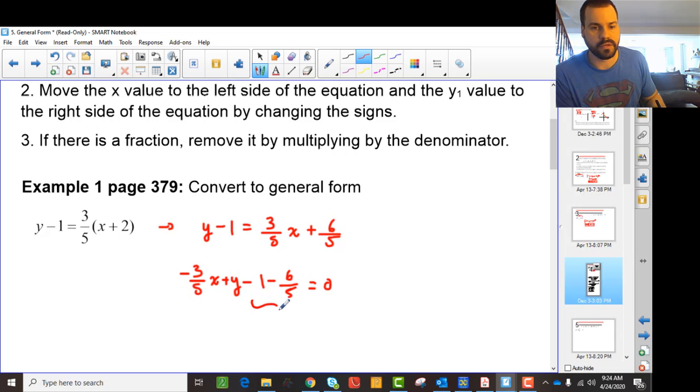Then I'm going to put these two together. So 1 is 5 over 5, if you write it as a fraction. So I'm going to have minus 3/5 of x plus y minus 11 over 5, minus 5 minus 6, equals 0. So that's what I'm going to do there.